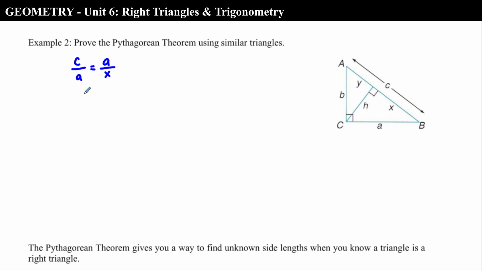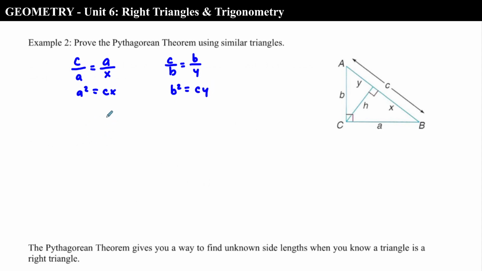So we end up getting A squared when we cross multiply. A squared equals CX. We can do the same with our small triangle. Compare the hypotenuse of the big one to the hypotenuse of our small one, which is B. Then take our leg, B, of our big triangle and compare it to the shorter leg of our small triangle, which is Y. Cross multiply and you get B squared equals CY.